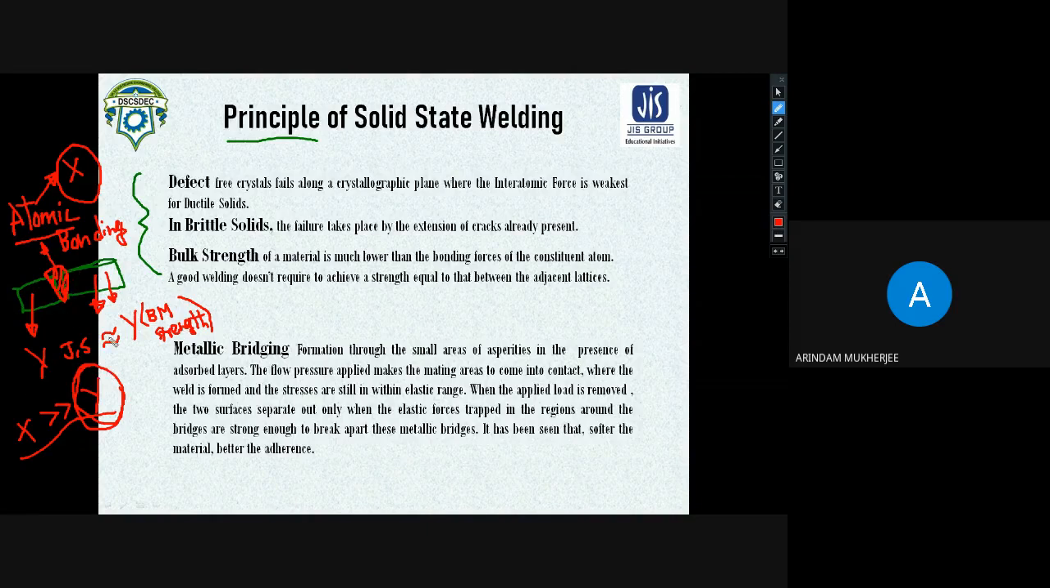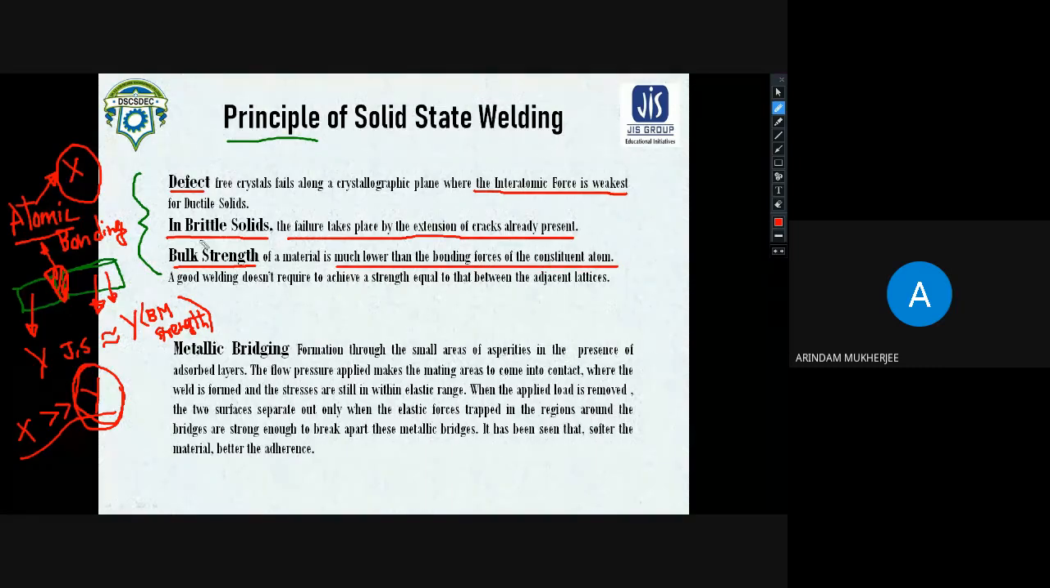Okay, to analyze this, we can see that in case of ductile materials, the material fails where the interatomic force is weakest. In case of brittle materials, the failure takes place by the extension of cracks which are already present within the system. So this is the important term: bulk strength, that means the whole strength of a material, is much lower than the bonding forces of the constituent atoms. The bulk strength which I referred to as Y is much lower than the bonding forces, referred to as X. So a good weld doesn't require achieving a strength equal to that between the adjacent lattices.